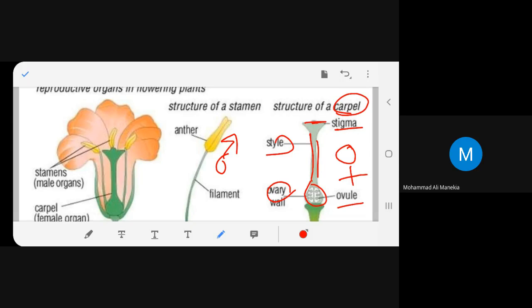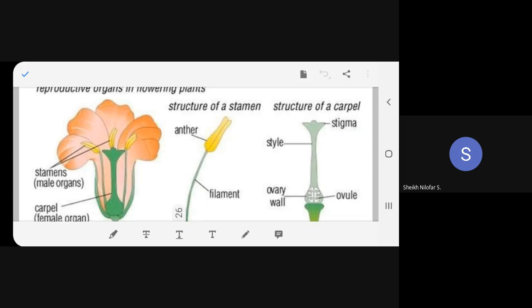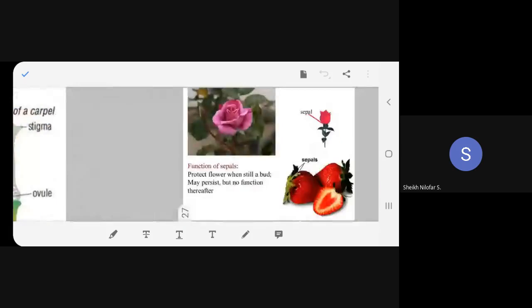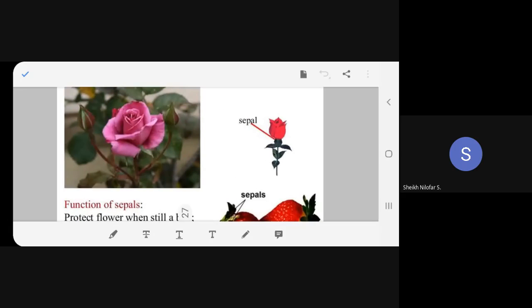Any problem? No. Okay, so I've just briefed you. We have already done it, I know because I have noted it down. But still, I thought that if you wish, then I will do it again.